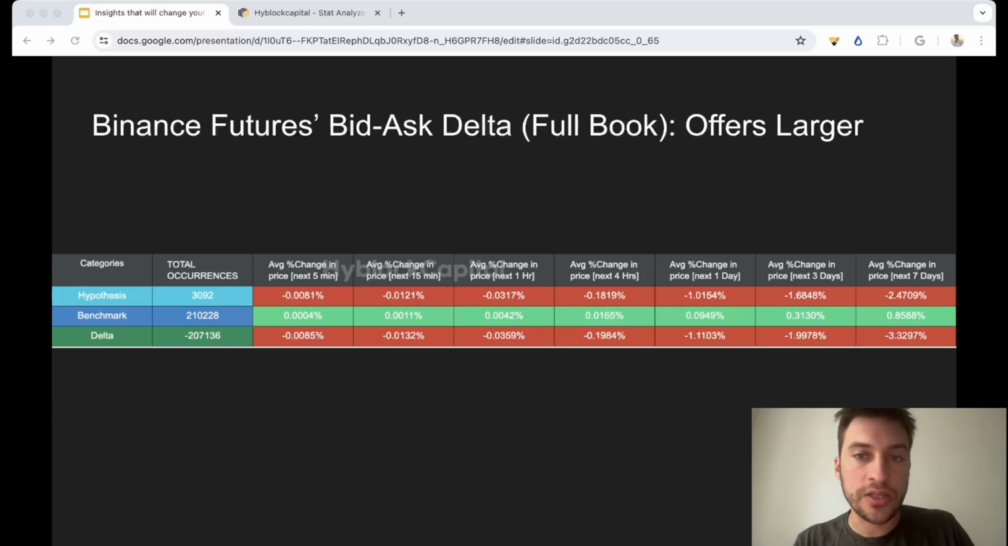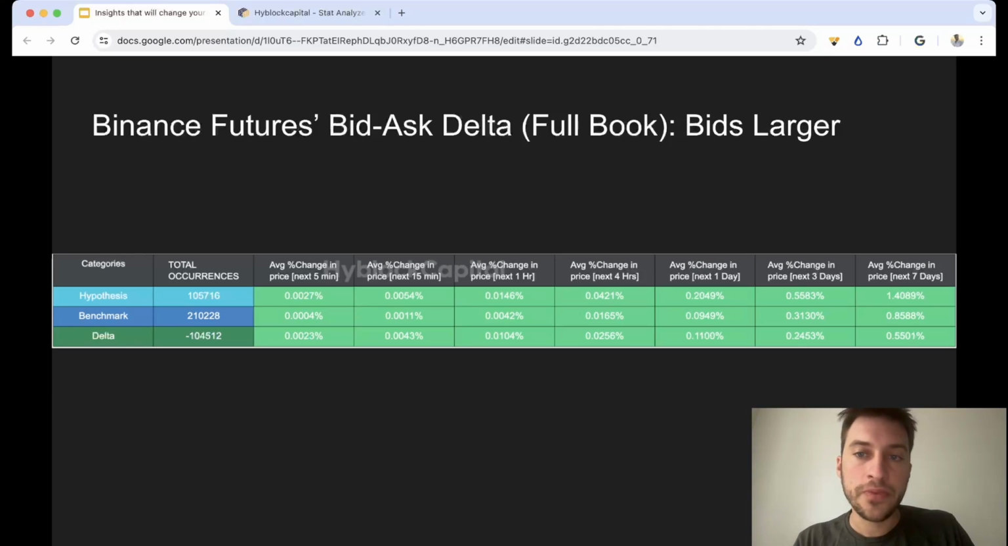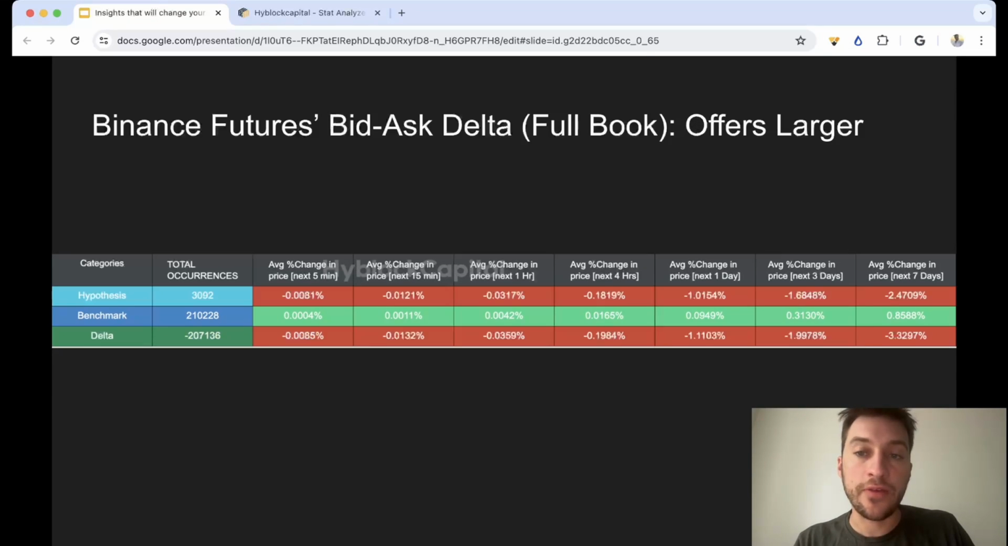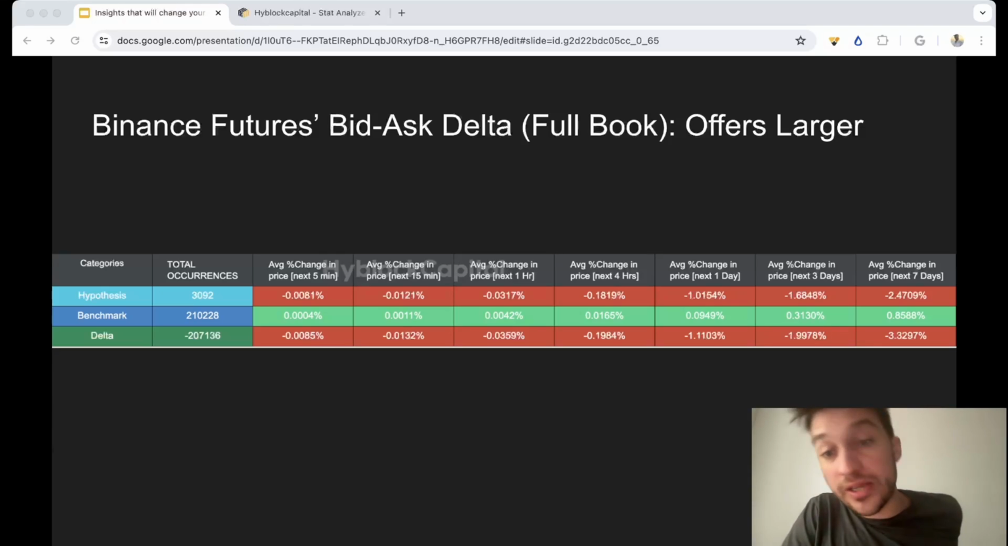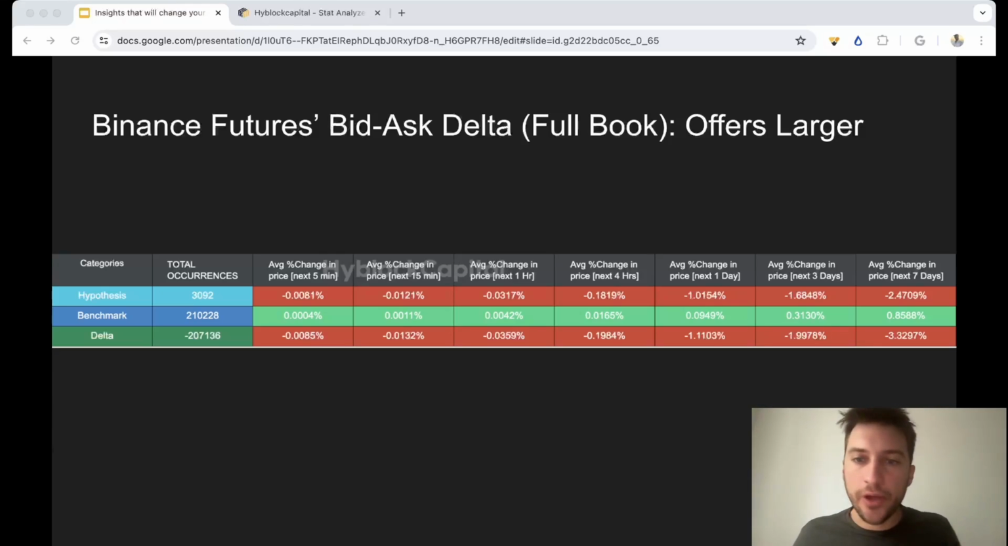If it's larger, it's going to be bids larger. And if there are more offers, meaning more people trying to limit sell, then offers will be larger. Here's what happened. When offers were larger by at least 10 million, you can see that there is a negative effect on Bitcoin. That's just not that surprising. When more people are placing limit sells, price tends to fall.